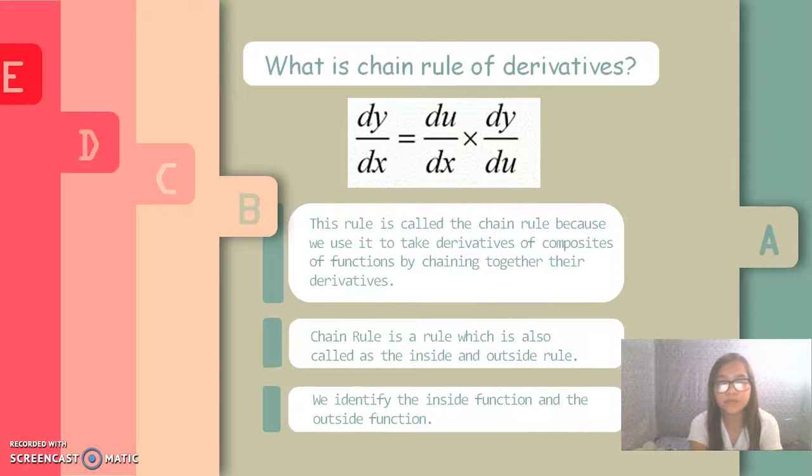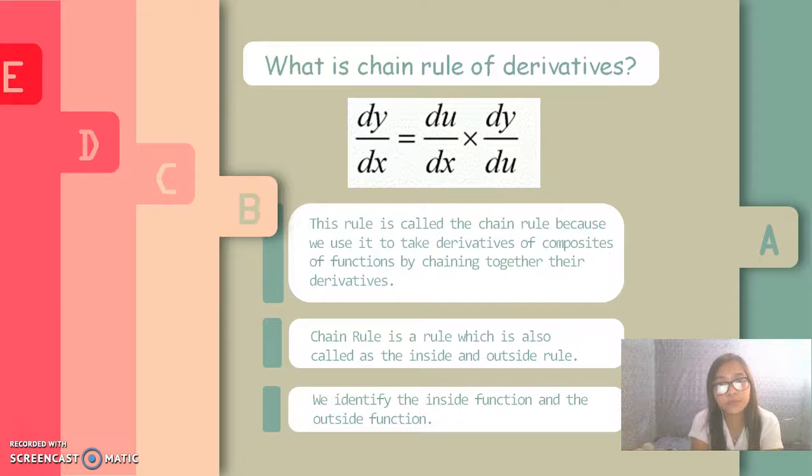What is the chain rule of derivatives? The chain rule is also called the inside and the outside rule. In general, this is how we think of the chain rule. We identify the outside function and the inside function. Then we differentiate the outside function, leaving the inside function alone.